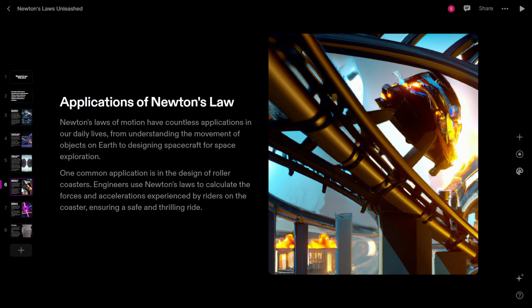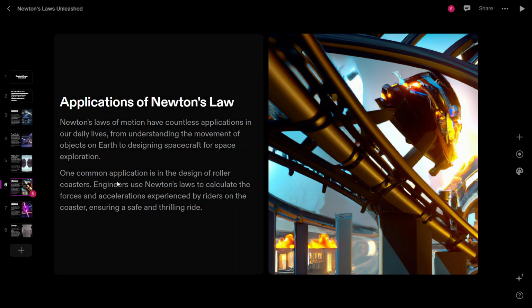The next is the application of Newton's laws. Newton's laws of motion have countless applications in our daily life, from understanding the movement of objects on Earth to designing spacecraft for space exploration. One common application is the design of a roller coaster. Engineers use Newton's laws to calculate the force and acceleration experienced by the riders on the coaster during the ride.